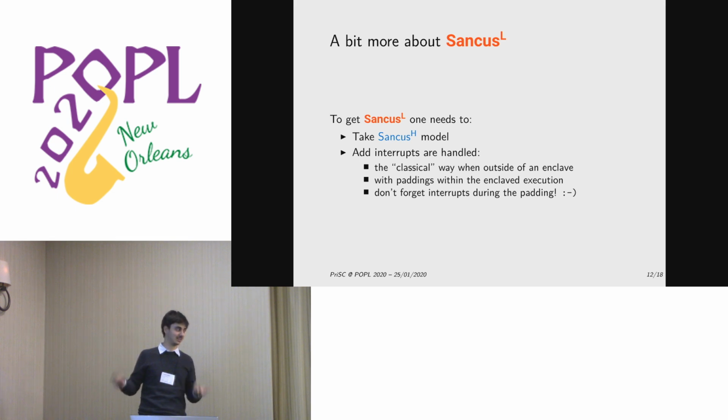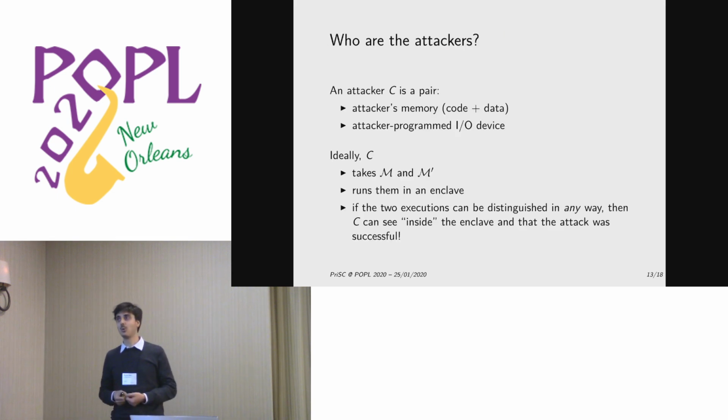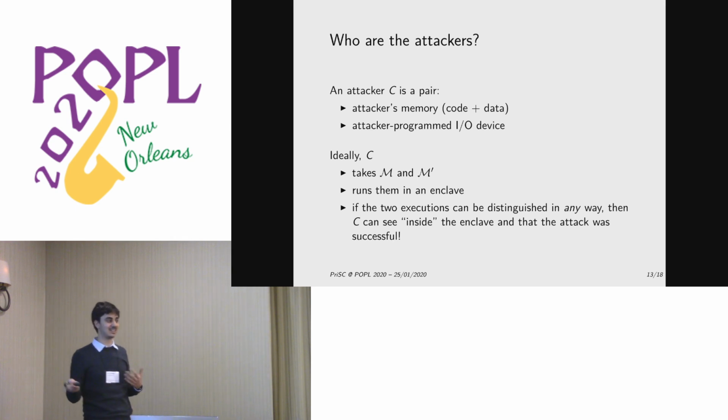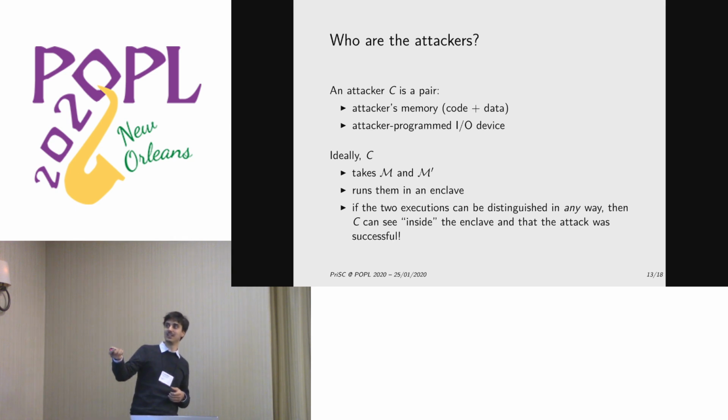So, okay, we have Sancus I and Sancus Low, but we are doing security, so we are interested in an attacker model. Who are the attackers? Well, an attacker is kind of strange here because it comprises the attacker's memory, so code and data for the attacker, and an attacker-programmed device that can schedule, actually raise, interrupts as it wishes. We model this as a deterministic I/O automaton.